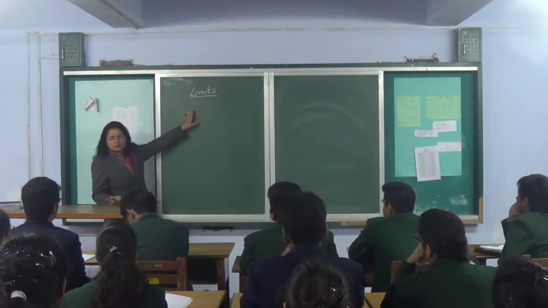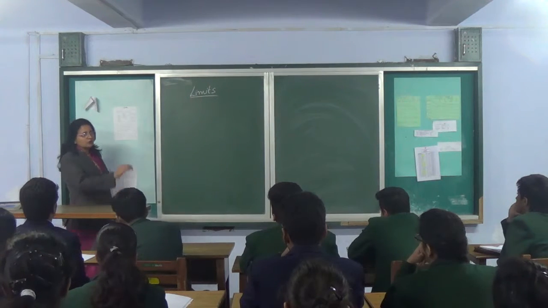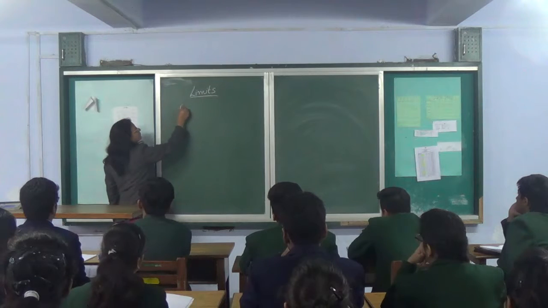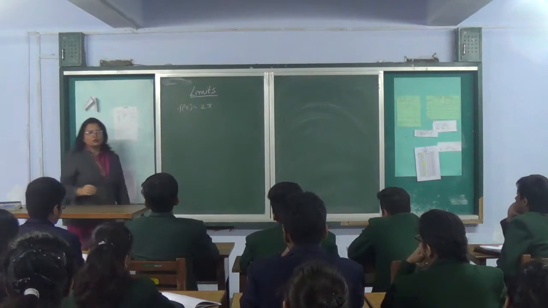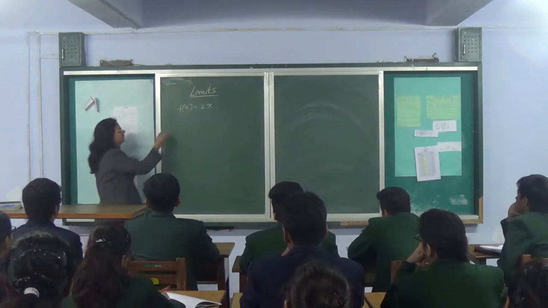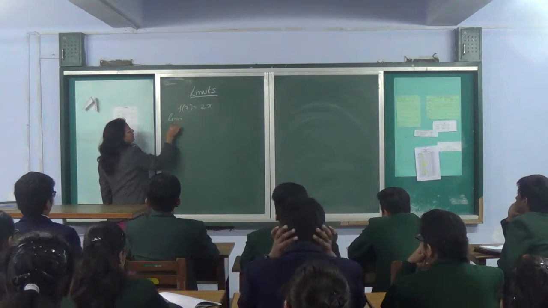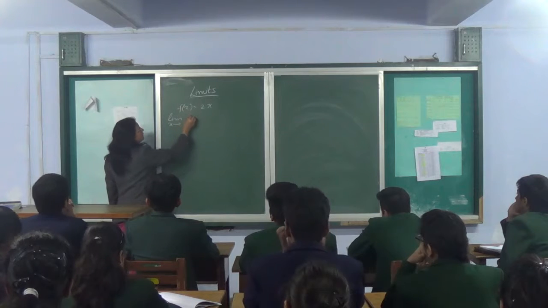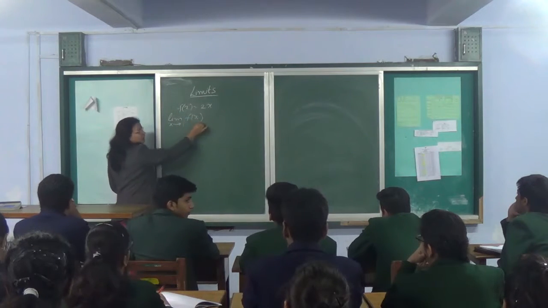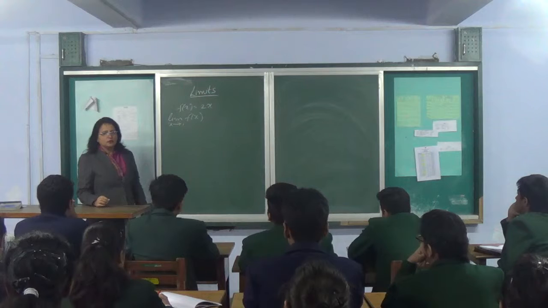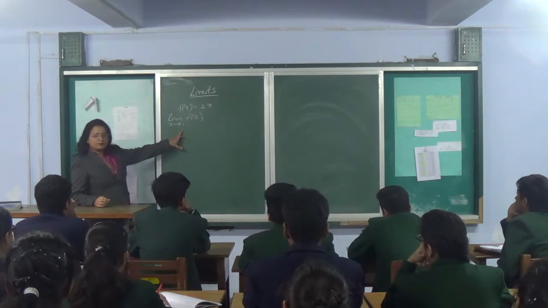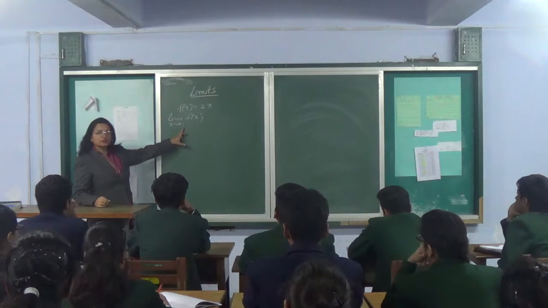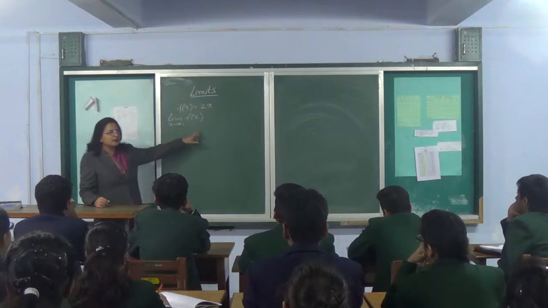When we talk about limit of a function, what do we mean by this? Suppose we have a function f(x) = 2x, and we want to evaluate limit x tending to 1 of f(x). Now for this, the meaning of limit is if you are approaching 1 from both the sides, that is from left as well as right.